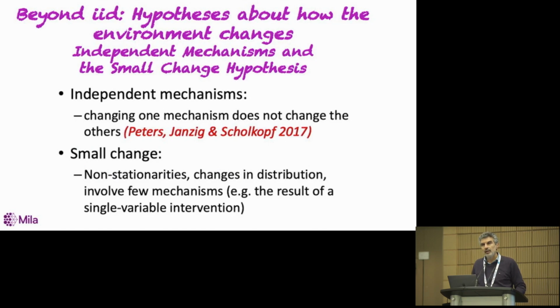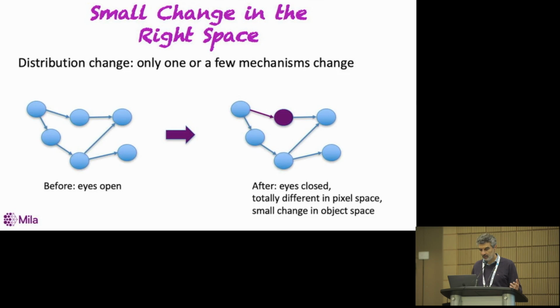And even though most of those changes in distribution will be localized to one mechanism, if we don't have the right representations of data, it may look like many things change. So I think I have an example here, right? So here's a graphical model. Nodes represent random variables. And I don't know what the right space of variables is, but if I have the right space of variables, and I assume that the world is explained by these independent mechanisms, what it means is that when something changes in the distribution, it's going to be localized to just a small part of that graph.